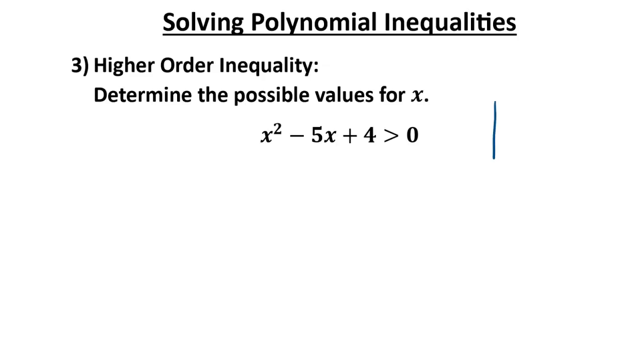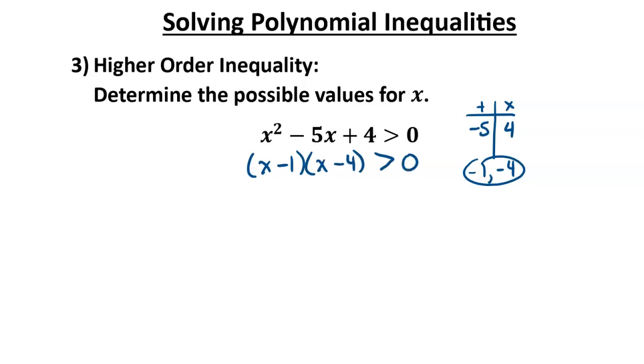We're going to say, well, what are two numbers that add to negative 5 and multiply to 4? Well, those two numbers are negative 1 and negative 4. And so because it's a simple trinomial, I can just go ahead and factor that right away. x minus 1 times x minus 4, and that is greater than 0.